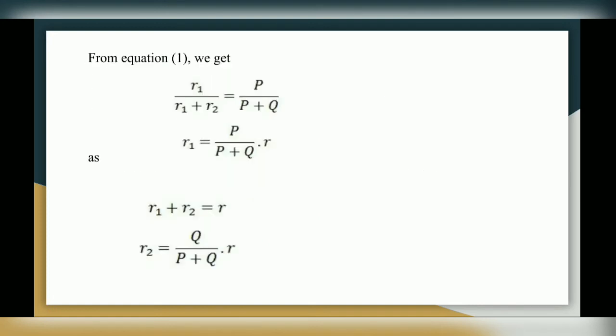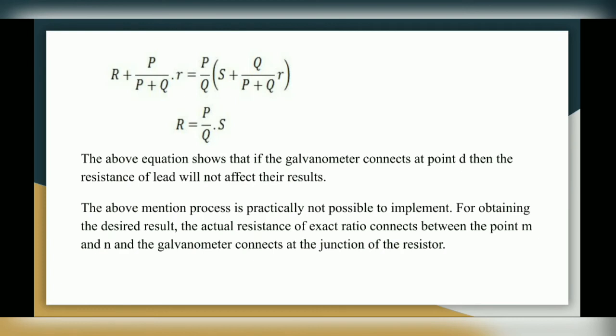From equation 1, we get R1 upon R1 plus R2 is equal to P upon P plus Q. So R1 is equal to P upon P plus Q into R, as R1 plus R2 is equal to R. So R2 is equal to Q upon P plus Q into R. So R plus P upon P plus Q into R is equal to P upon Q in bracket S plus Q upon P plus Q into R. So finally, by solving this equation, we get the final equation as R is equal to P upon Q into S.